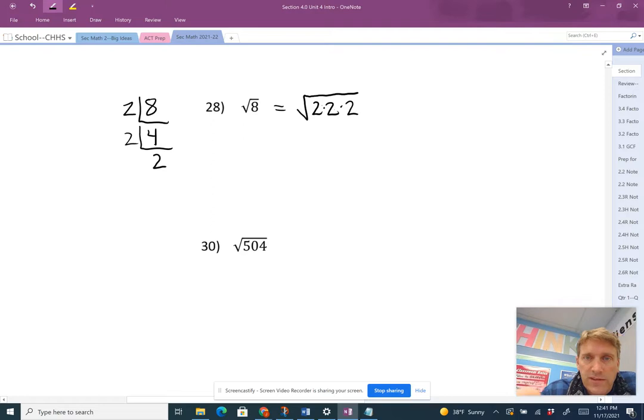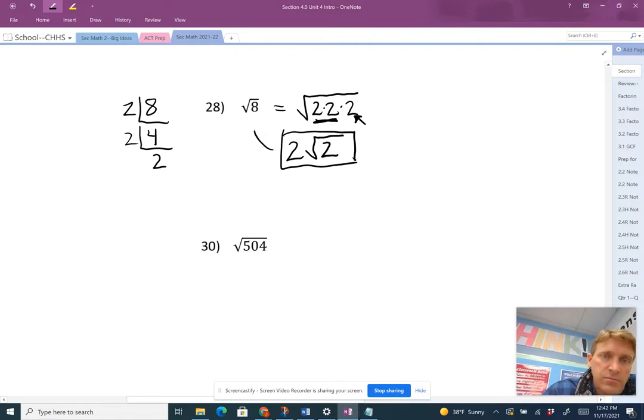And I'm not going to write it with the exponents this time because these two 2's right here are going to come out from the radical. They're the same as 2 squared. And so I'm going to bring those out as 2. And this 2 right here doesn't have a pair, and so it stays under the radical, so we get 2 square root of 2, and that is the simplified form of the square root of 8.